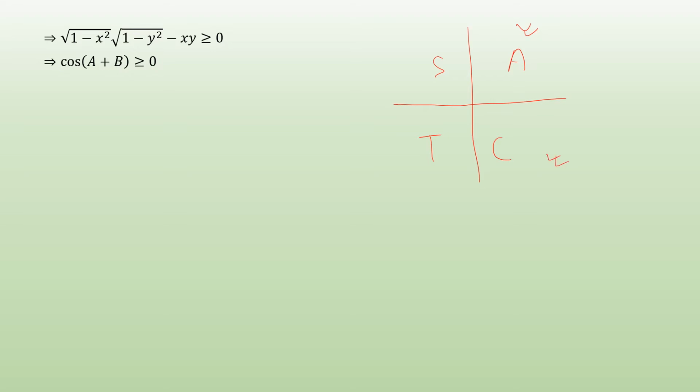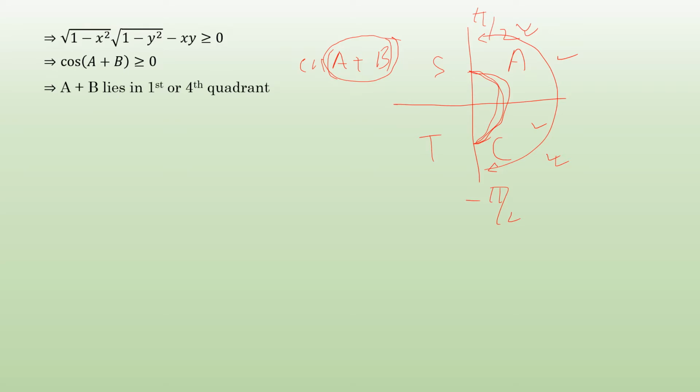So cos is positive from here and here. In these two quadrants, cos is positive, and here the angle is a plus b. You see, a plus b, the angle is cos of a plus b. Therefore we can conclude that a plus b is positive here. A plus b is in this branch, it is minus pi by 2 actually, and this is pi by 2. Is that clear? Minus pi by 2 up to pi by 2. A plus b will lie from minus pi by 2 up to pi by 2. You see that one. So a plus b lies either in the first quadrant or in the fourth quadrant.